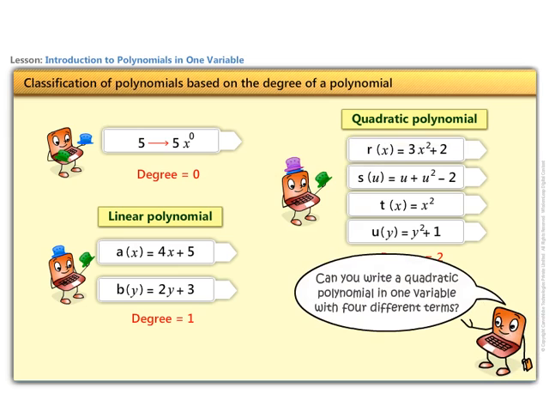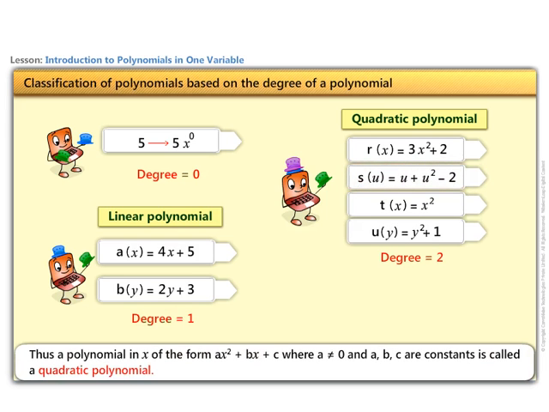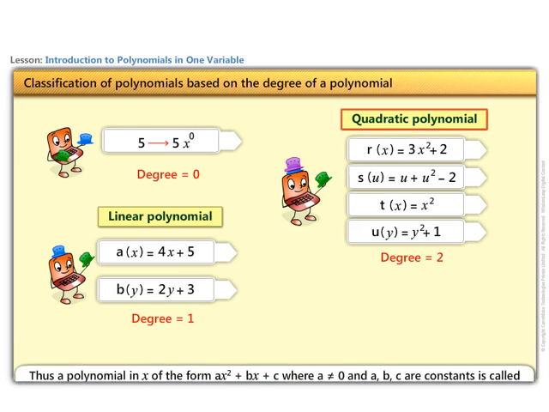Can you write a quadratic polynomial in one variable with 4 different terms? A quadratic polynomial in one variable can have at most 3 terms. Thus, a polynomial in x of the form ax square plus bx plus c, where a is not equal to 0 and a, b, c are constants, is called a quadratic polynomial.